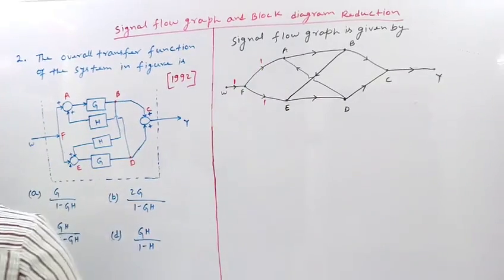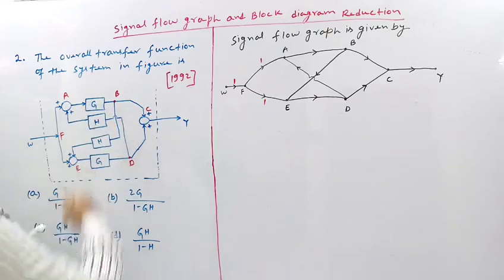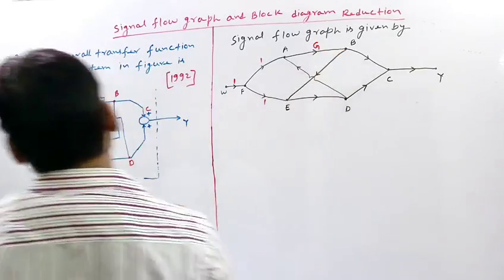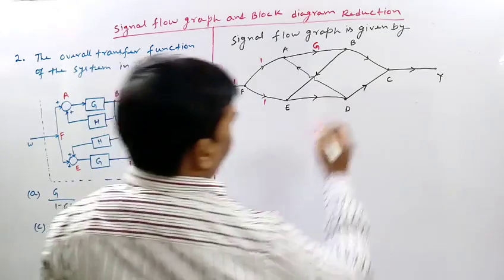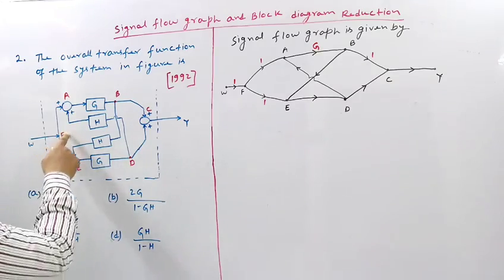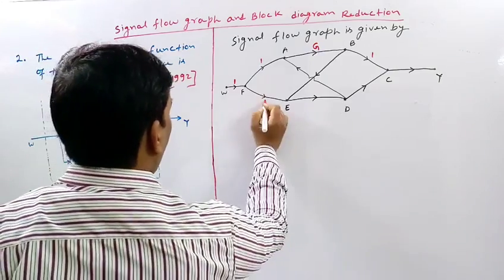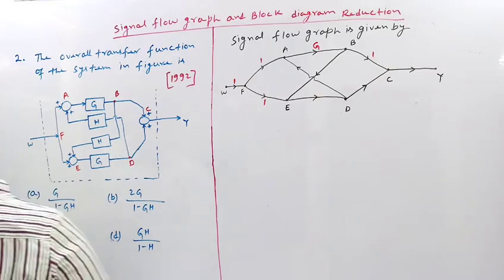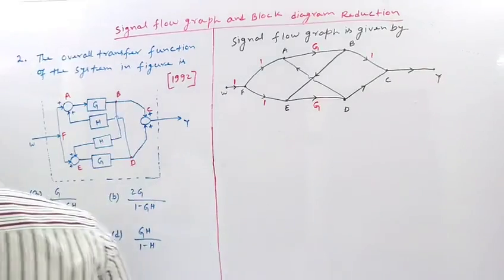And from A to B, the path gain is G, because it is passing through a block G. So let us denote it by G. From B to C, again the path gain is 1. From F to E, the path gain is 1, I have already denoted it. Again from E to D, the path gain is G.